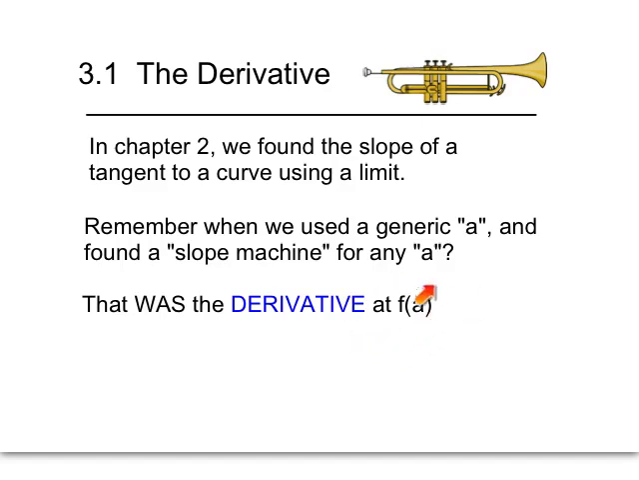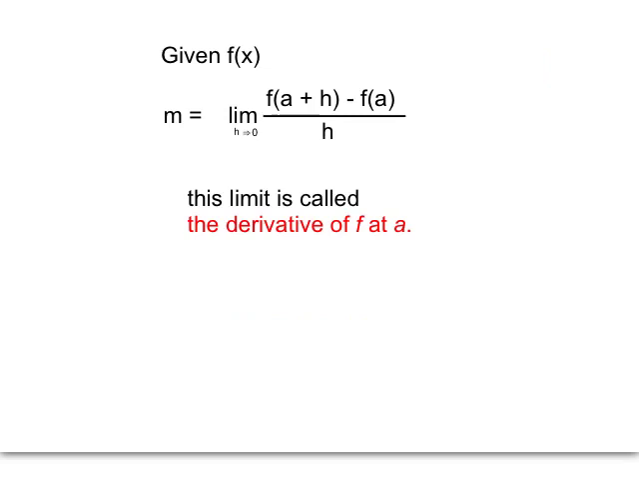Okay, what we did before, when we found the general machine that gave us all the slopes of all the tangent lines, when we found f of a, that was actually called the derivative, and I mentioned that in class. Whenever you find the generic machine that tells you all the slopes of all the tangent lines, that's called the derivative. And what we saw was this definition here.